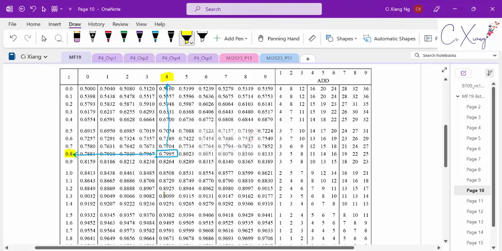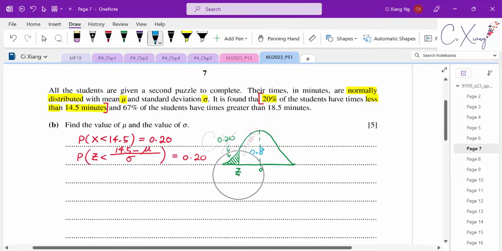Okay, then to make this number become 0.8, I need to add the 5 at the last digit, right? So I'm looking for the 5 at the same row. That means if I add this 5 in the last digit, I'll get 0.8. So when I add the 5, the number followed at the back is 2. So that means if I read the value of z straight away from the table, I'm having 0.842.